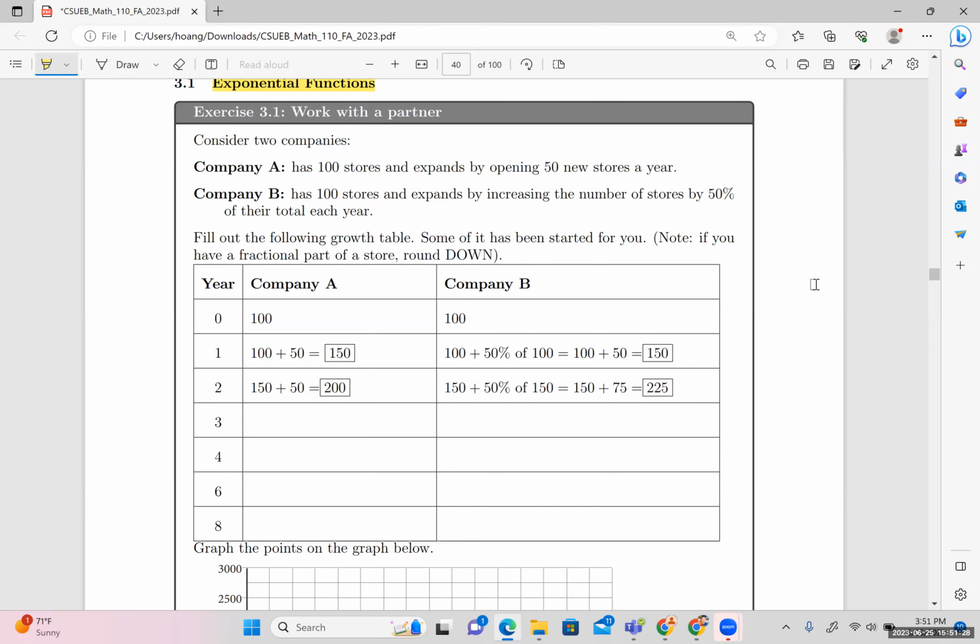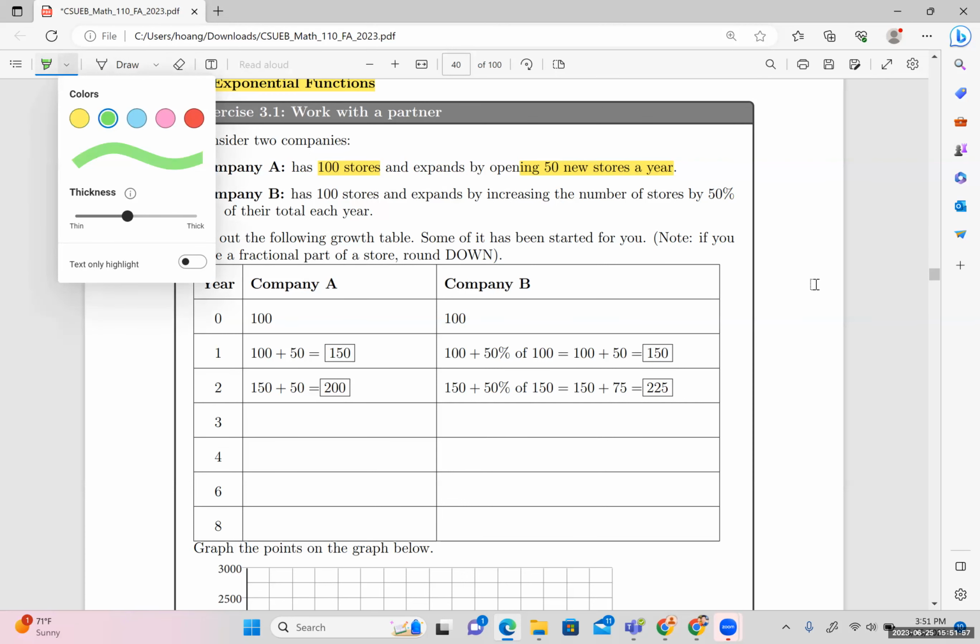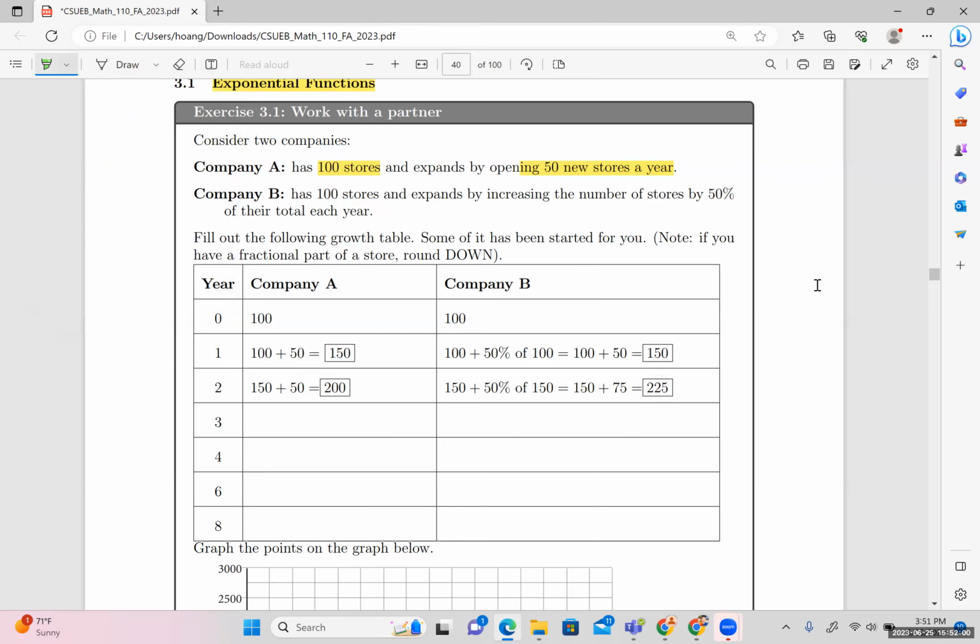All right. So as you see in here, consider two companies. Company A has 100 stores. Okay, let's highlight that. It will expand by opening 50 new stores a year. So it is adding 50 every year, plus 50 stores, right? Company B is something different, still with 100 stores, but it expands by increasing the number of stores by 50% of their total each year.